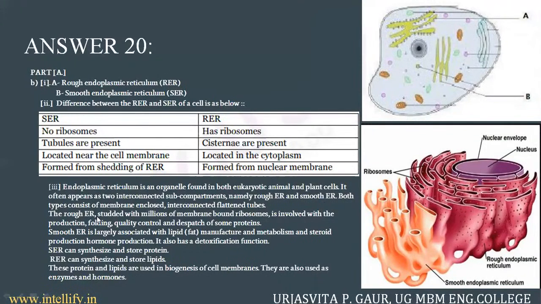Now, when you talk about the rough ERs, they're studded with millions of membrane-bound ribosomes, and they are involved in the production and folding, quality control and dispatch of some proteins. They can synthesize and store lipids, whereas smooth ERs can synthesize and store proteins. And this is the major difference. Smooth ERs are storing and synthesizing proteins, whereas rough ERs are synthesizing and storing lipids. And both proteins and lipids are the biogenesis of cell membranes, and they are also called enzymes and hormones.